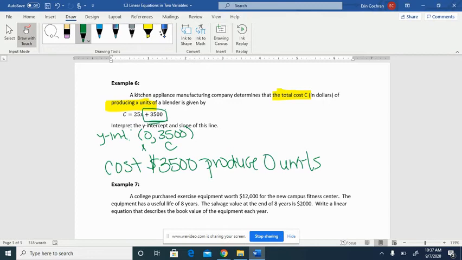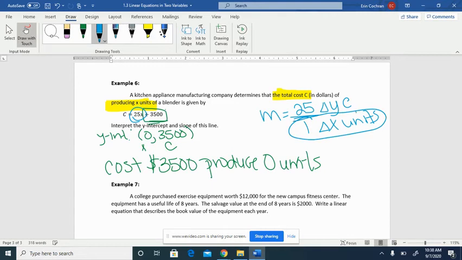Okay. My slope, we know, is my m, which is next to the x, so 25 over 1. So we know it's always the change in y over the change in x. And my y again is my cost over the number of units, right? So we know for every 1 unit, it's going to cost us $25. So to produce 1 unit, it will cost $25.